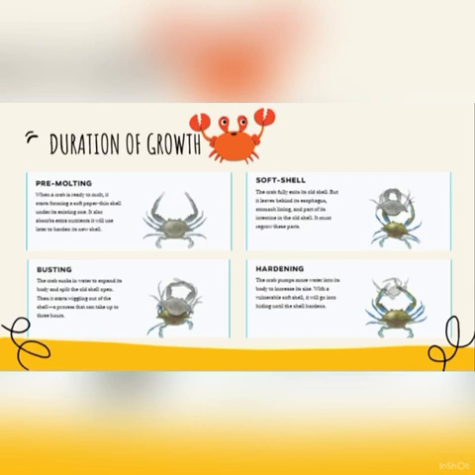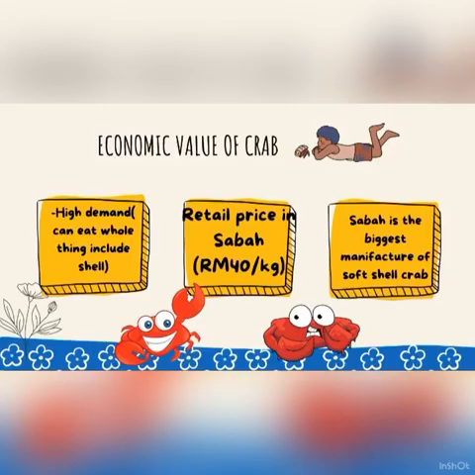In soft shell, the crab fully exits its old shell, but it leaves behind its esophagus, stomach lining, and part of its intestine in the old shell. It must regrow these parts. During the hardening process, the crab pumps more water into its body to increase its size. With the vulnerable soft shell, it will go into hiding until the shell hardens.